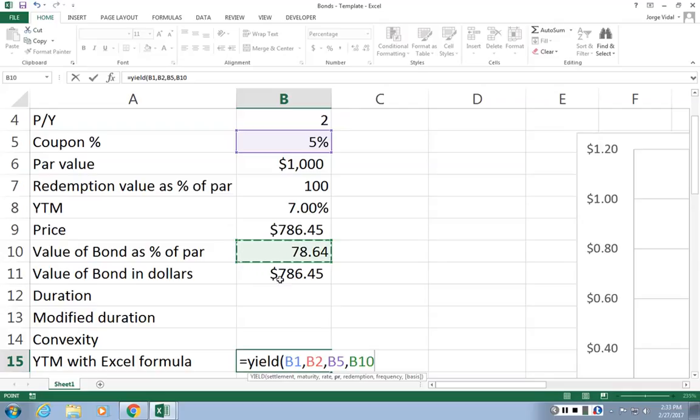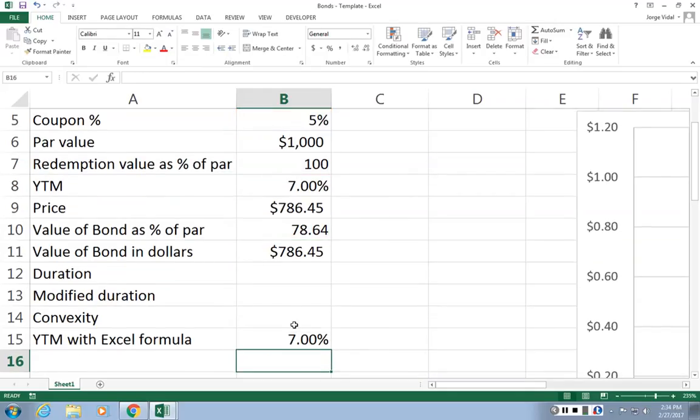Don't use the actual price. Okay? Comma, redemption is the 100. And the frequency is that 2, pays semi-annually, and the basis is the days convention, 360, 365. Close the parentheses, and you get exactly 7%, which is what we used to find the price, so we're supposed to get the same thing. Okay?